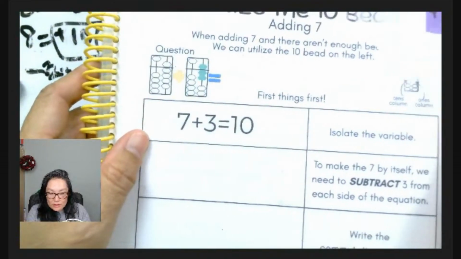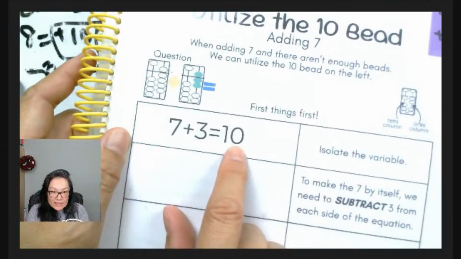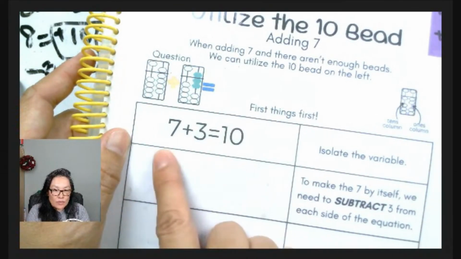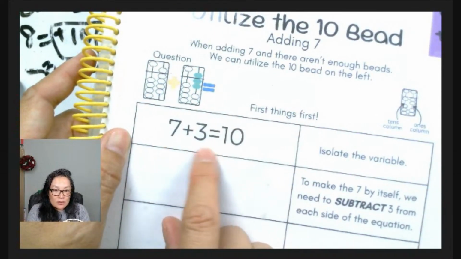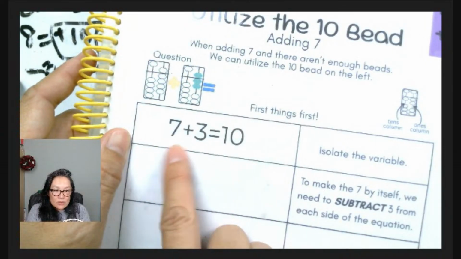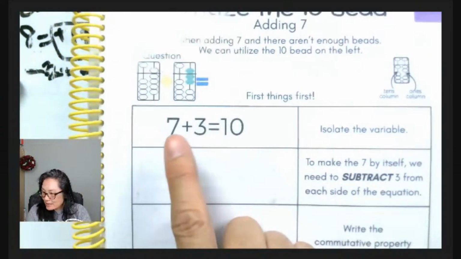7 is equal to what? 7 plus 3 is equal to 10. That's what we're looking for. Okay? So what happened is what? We're going to isolate the variable.